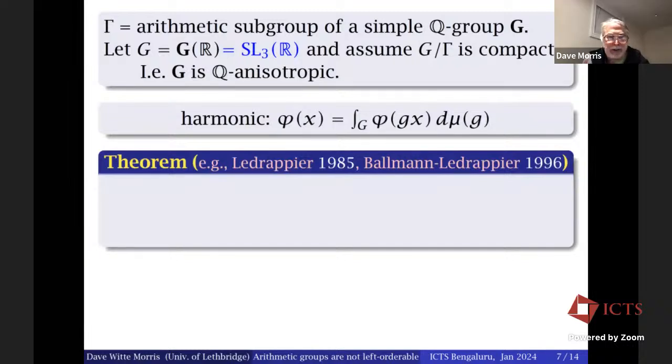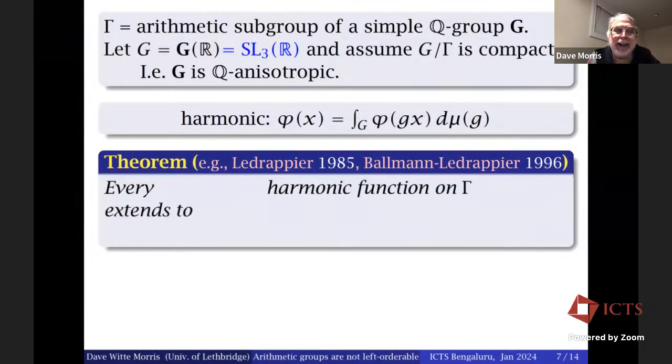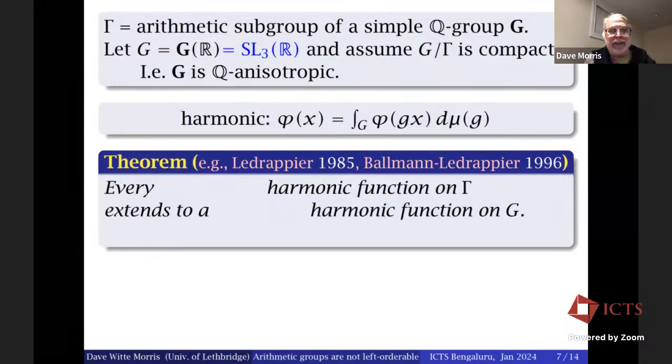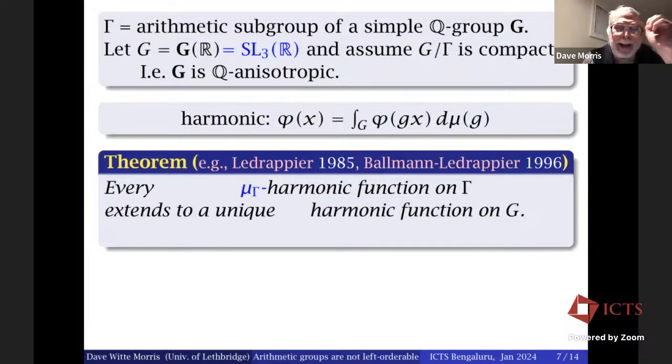Now, it's a crucial theorem that's used in the paper and is very interesting, I think. We've got gamma is a subgroup of G. The theorem is that every harmonic function on gamma extends uniquely to a harmonic function on G. But this isn't stated quite right, because in order to talk about harmonic functions, it has to be harmonic with respect to a measure.